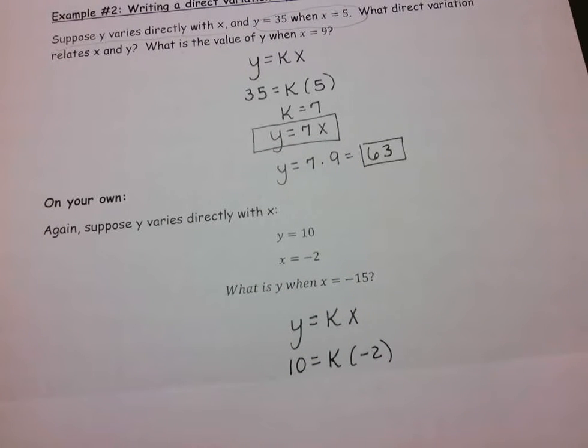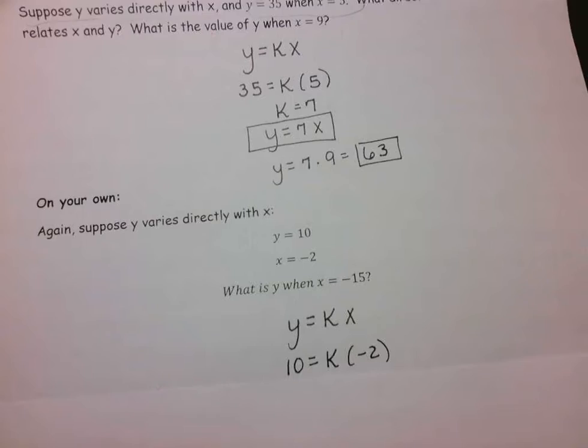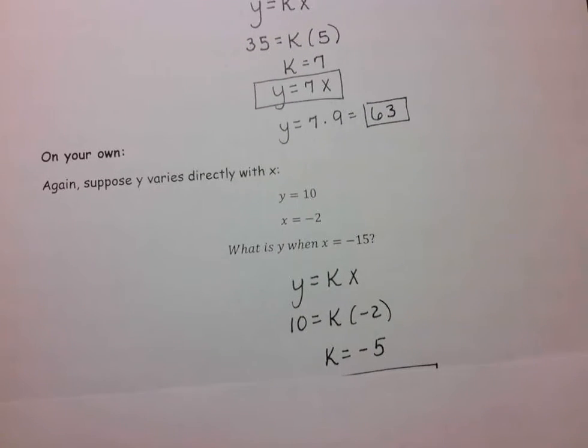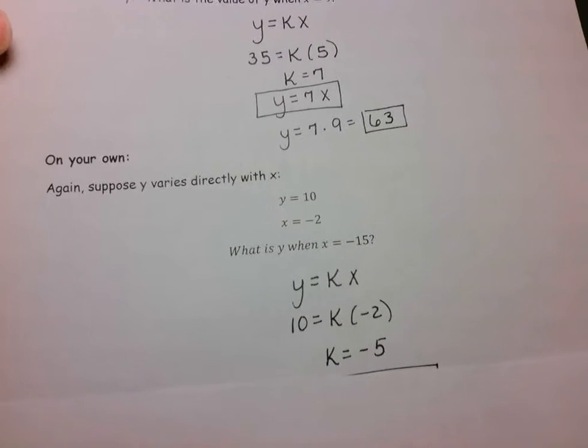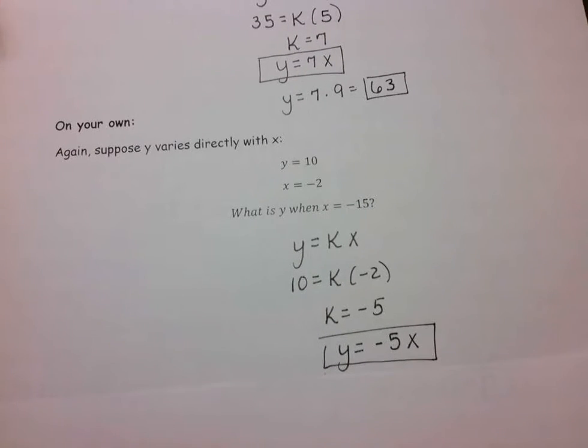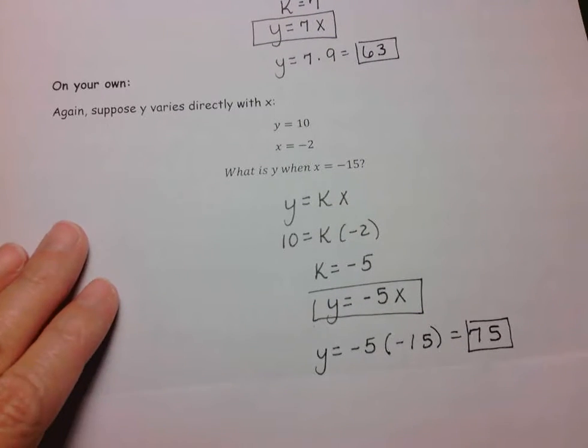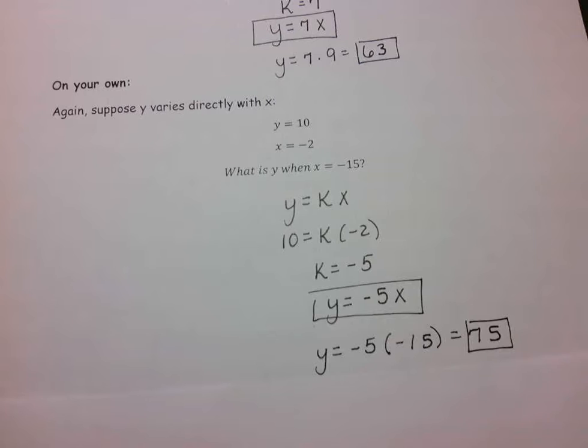And so then what's my constant of variation? And so then what's the equation? And so what is this equation saying? I multiply x by negative 5 in order to get to y. So then what is y when x is negative 15? And the answer is 75. If you got that wrong, pause the video, make sure you understand what I did, and rework it.